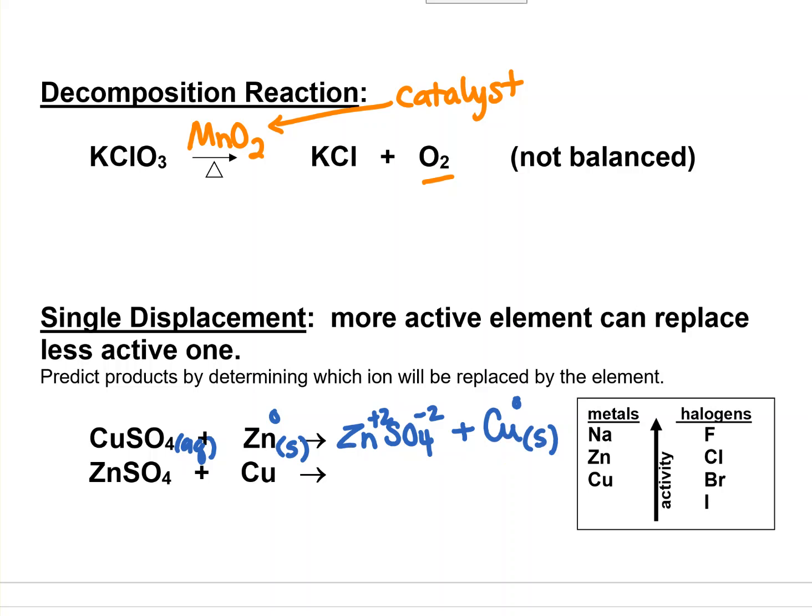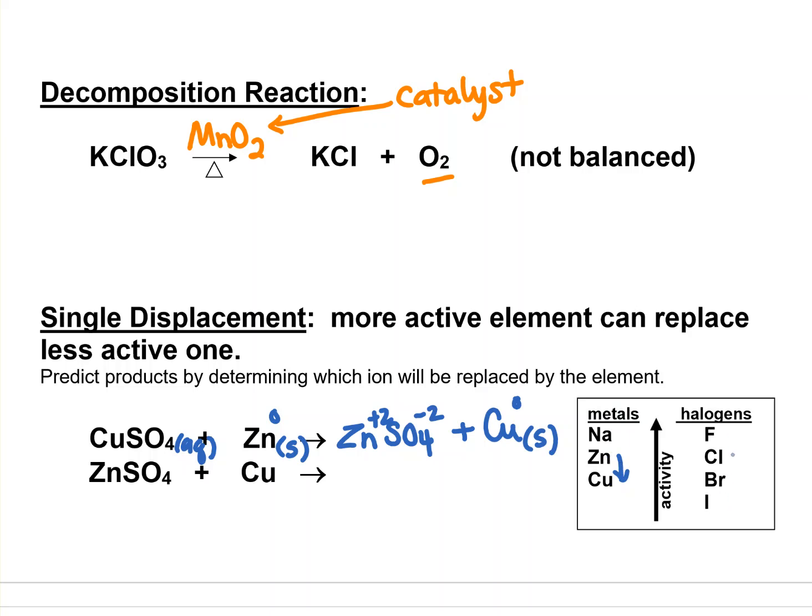And then I said, we didn't check this. A more active element can replace a less active one. So if we go to our activity series of metals, I see that zinc is above copper. So that means it can replace copper. So that reaction could occur. So higher on the chart means more active. Sodium could replace zinc or copper. An element can replace whatever's below it.